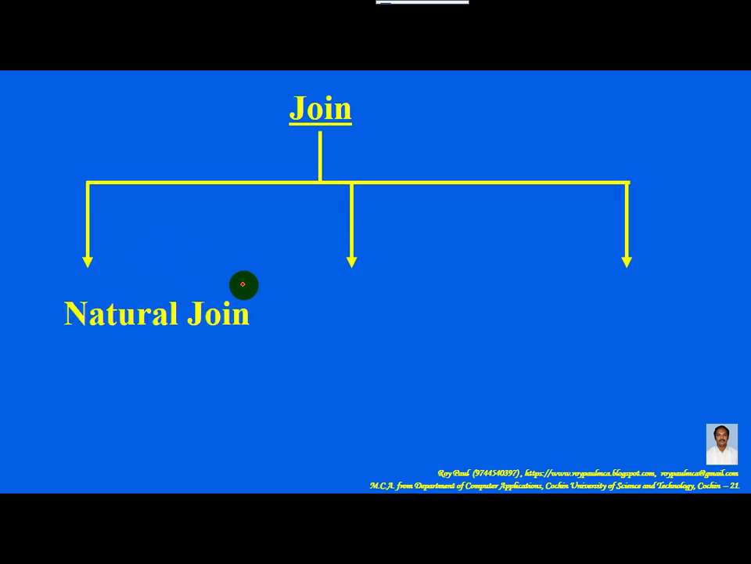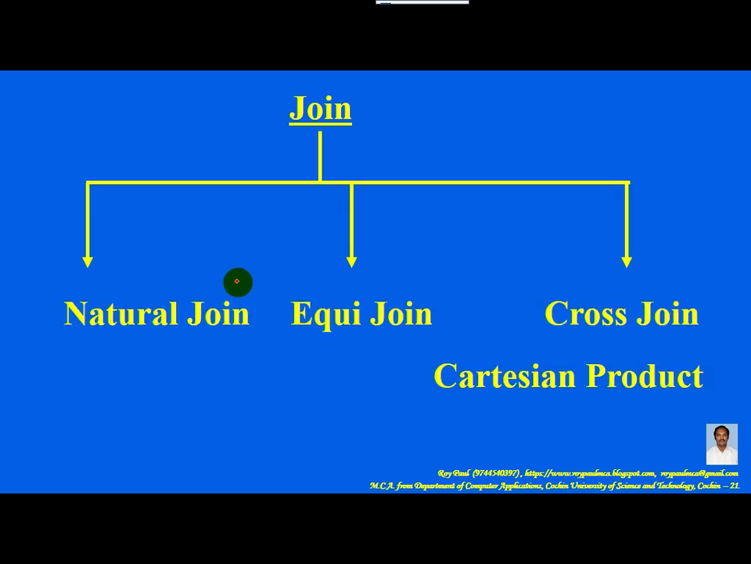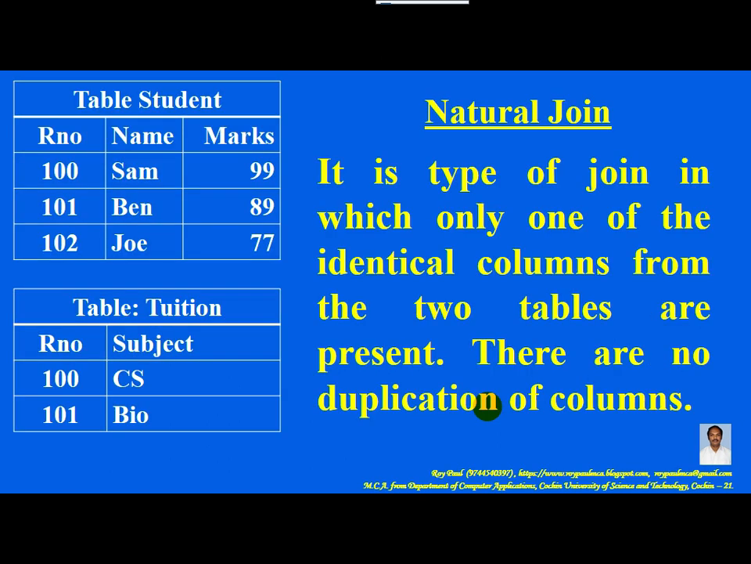There are three types of joins. They are natural join, EQ join, and cross join. Cross join is also known by the name Cartesian product. Let me explain each one of these. The first one, natural join. It is a type of join in which only one of the identical columns from the two tables is present. There is no duplication of columns.